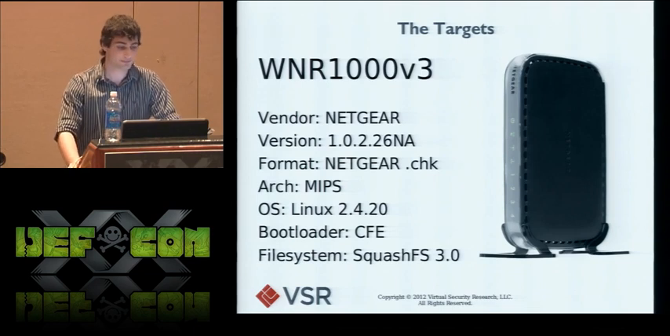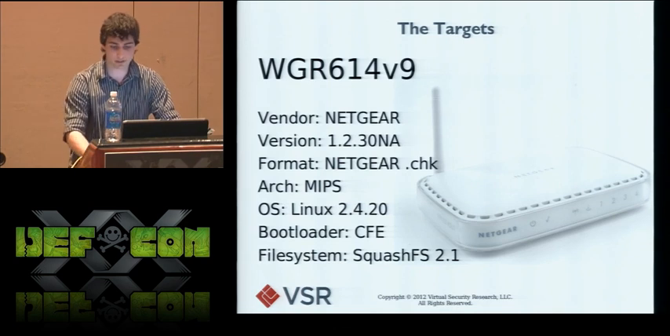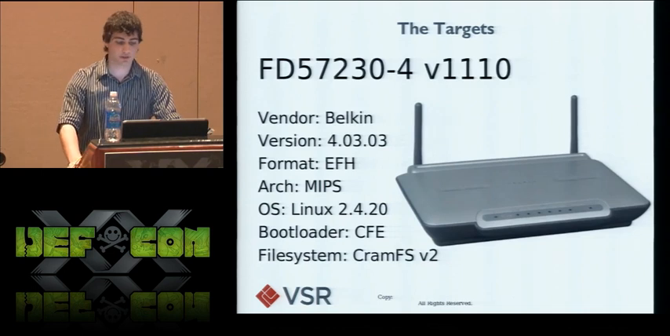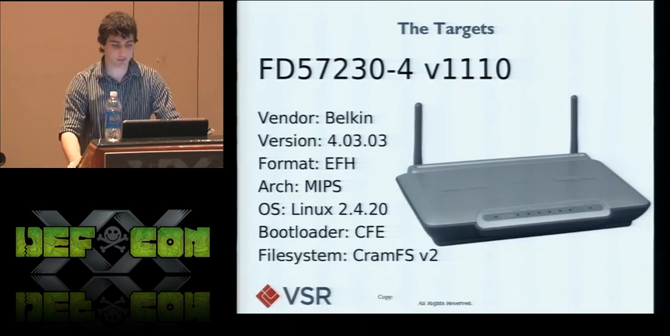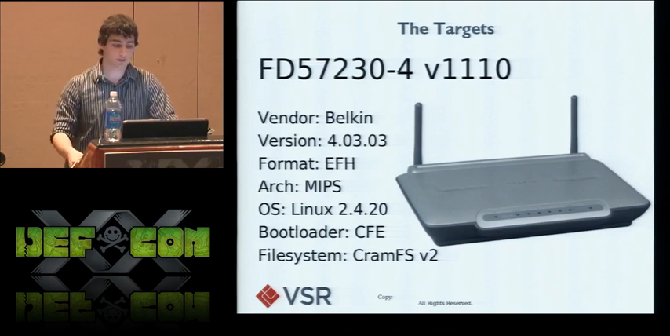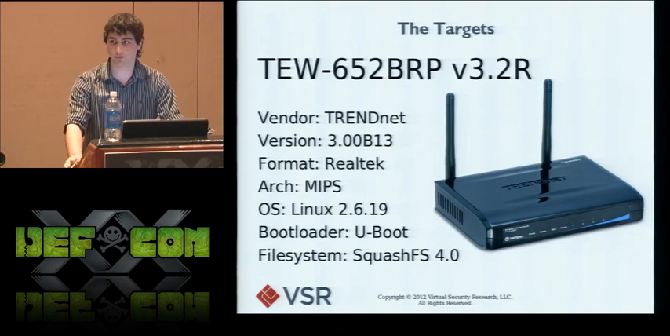And that's really old. It uses the Common Firmware Environment bootloader, as well as the read-only SquashFS file system version 3.0. The next router that I looked at was a WGR614 version 9. Pretty much the same specs across the board, except it's using an even older version of SquashFS. The next router was the Belkin F5D7234 with a version 1110. It uses the extended firmware header format, which is proprietary to Belkin, I believe. Again, MIPS, same old version of Linux, same bootloader, but this uses the read-only CramFS file system.